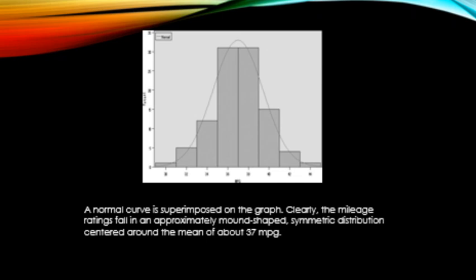Okay, so here is the histogram for this data. And as you can see, it's approximately normal. It's approximately mound shape. It doesn't need to be a perfectly normal distribution, but if we superimpose a normal graph on it, it is approximate.